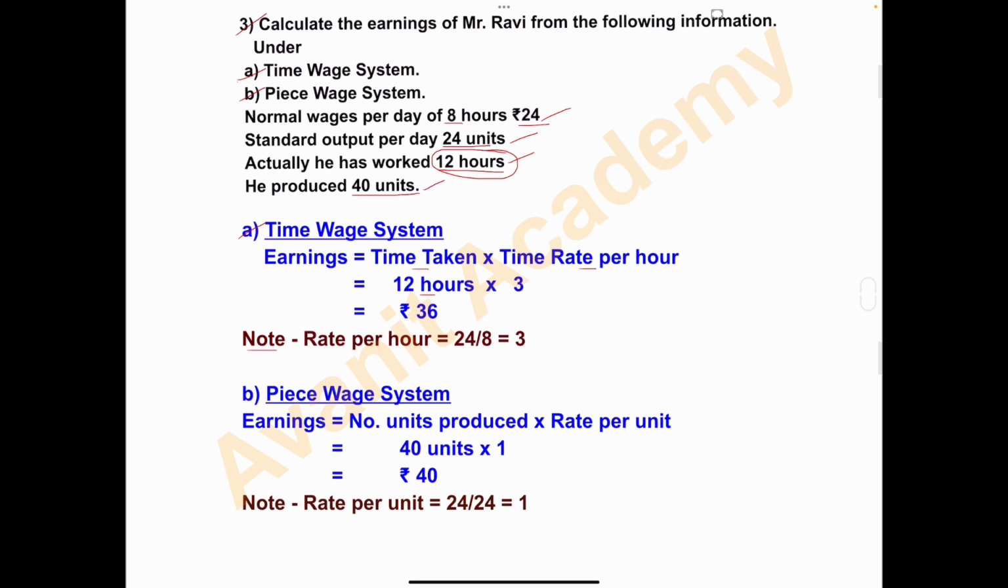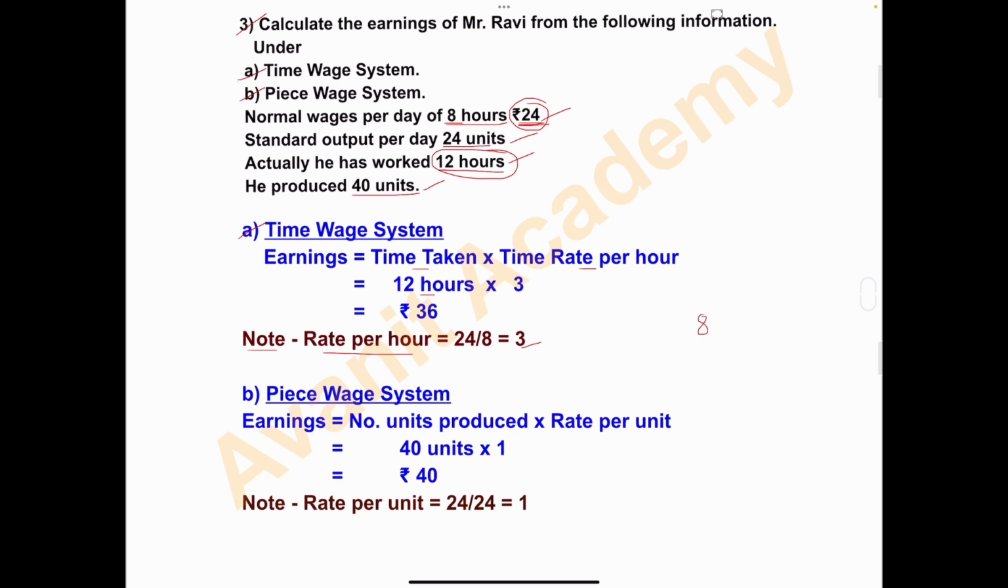In 8 hours, the normal wage is 24 rupees. So for 1 hour, what is the wage rate, that we have to calculate. For that, what we have to do? Rate per hour is equal to 24 divided by 8. So total wages amount divided by 8 hours gives us the rate per hour. So 24 divided by 8, rupees 3 per hour. Okay.